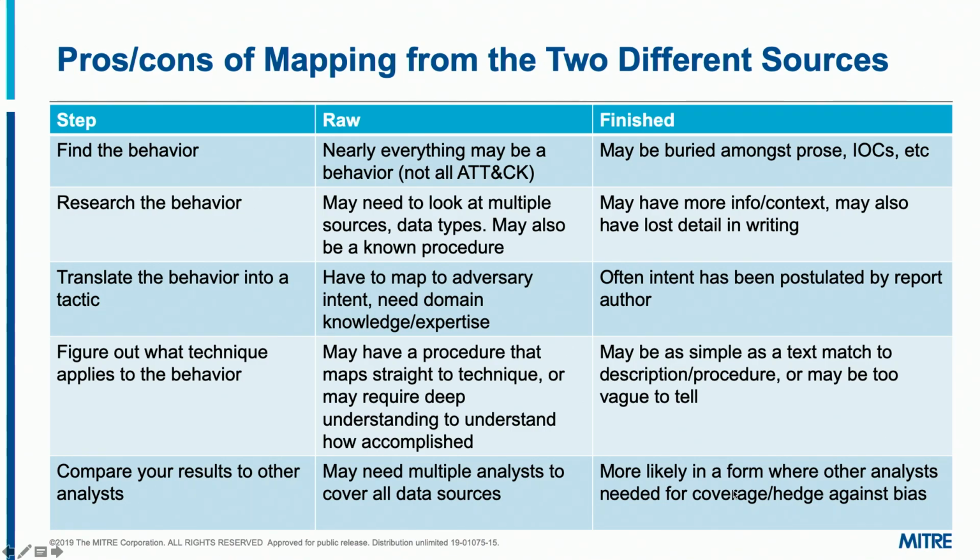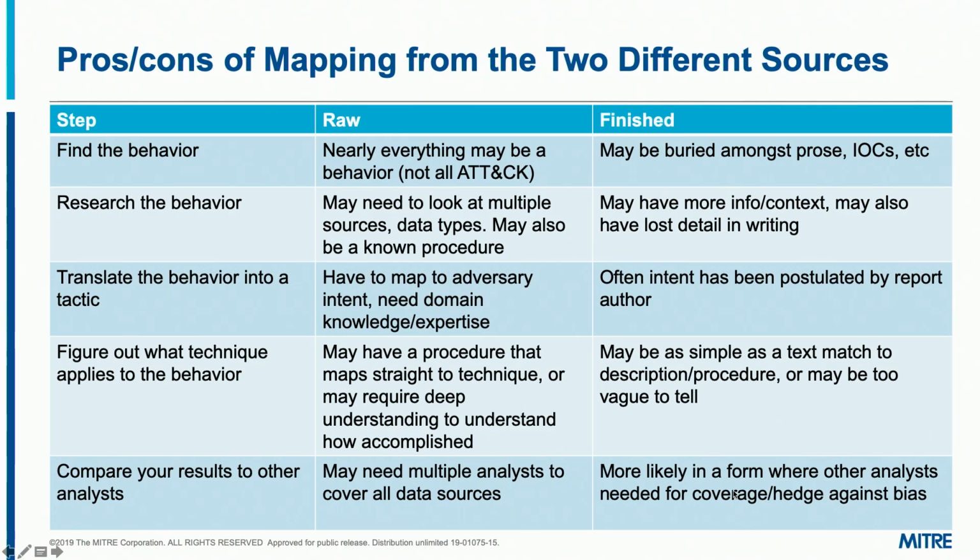In finished reporting, the behaviors might be buried amongst other prose and amongst indicators of compromise and scattered throughout the report. For researching the behavior, with raw data, we might have to look across multiple sources to actually understand what behavior is happening, or multiple data types at the same time. On the upside, the activity might be a known procedure, so we might have enough detail to dive straight into a technique. In finished reporting, we might already have more information or context that another analyst has pulled together for us, but we might also have lost detail that an analyst chose not to include in their finished report.